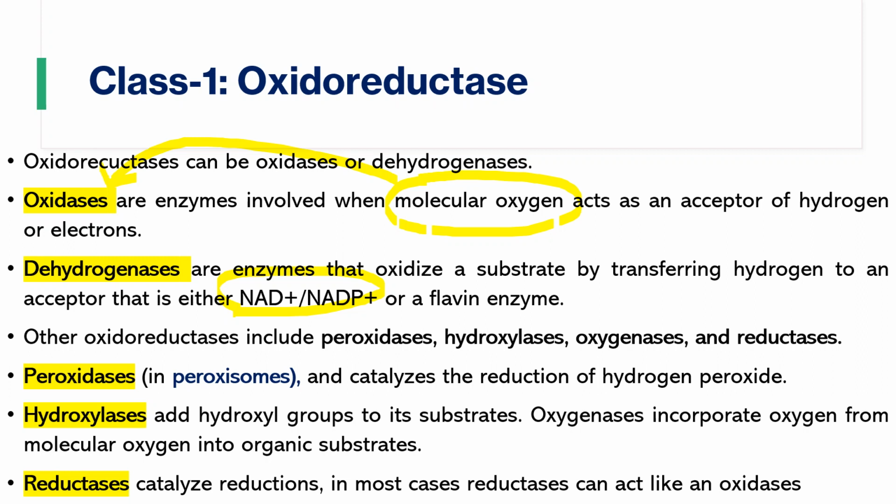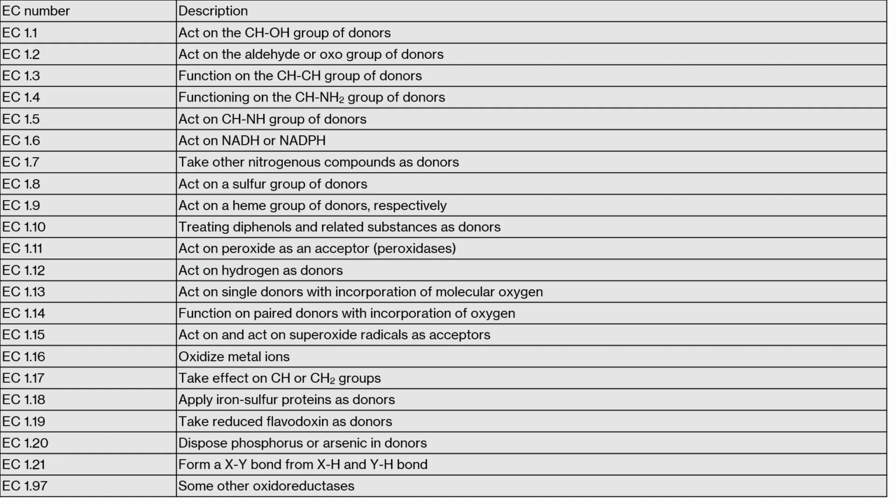oxidoreductase enzymes. The common categories are oxidases and dehydrogenases, but there are some other categories like peroxidase, which works on hydrogen peroxide. Hydroxylases normally add a hydroxyl group to the substance. Oxygenases normally incorporate oxygen molecules, and reductases catalyze reductions. These are some of the common subclasses of oxidoreductase.